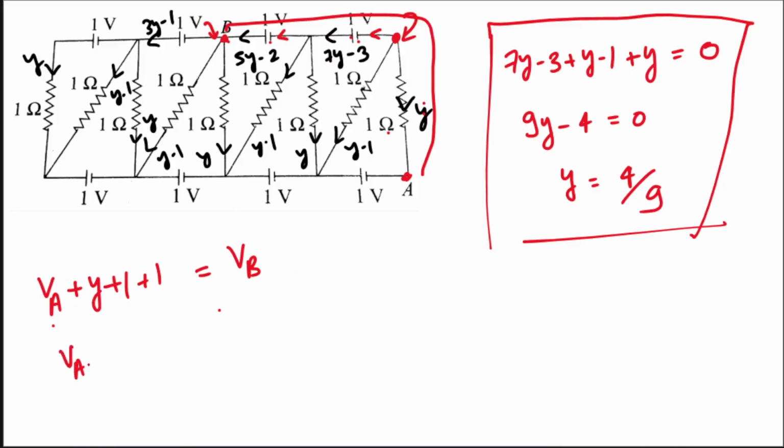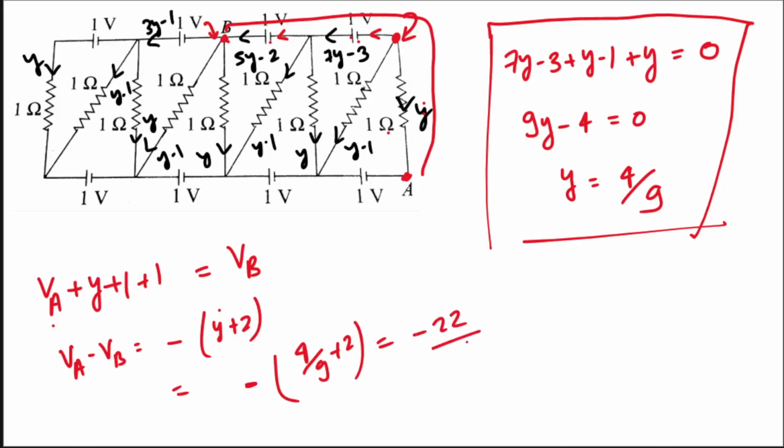Now look, VA minus VB is equal to minus of y plus 2. So this will be equal to minus of y, which is 4 by 9, plus 2. So this will give you minus 22 by 9 volt. So x clearly is 9.